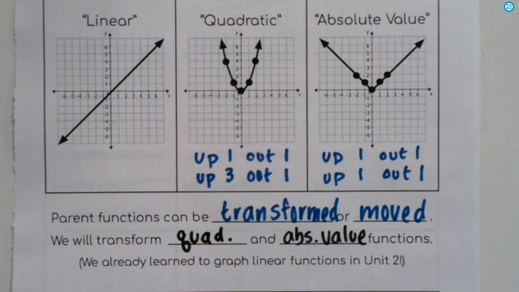The reason why we're only doing those two is because linear functions, we already learned how to graph in Unit 2. And transforming a linear function is never the practical way to do it. It's always going to be more practical to just graph it in slope-intercept form.